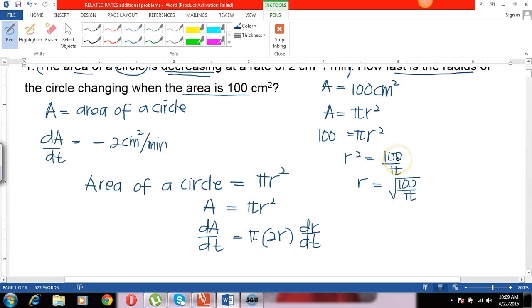Calculate it now, then we get what? 100 divided by pi, square root of the answer, then we get 5.641. Then we get r equal to 5.642 in cm. The radius must be in cm.